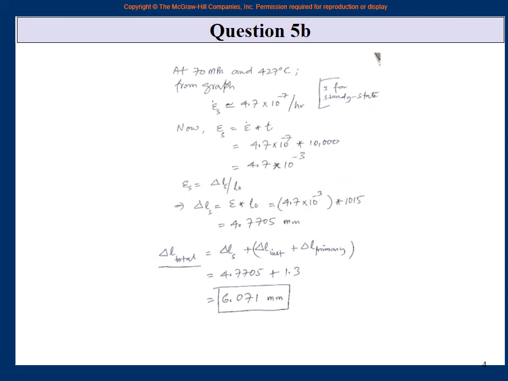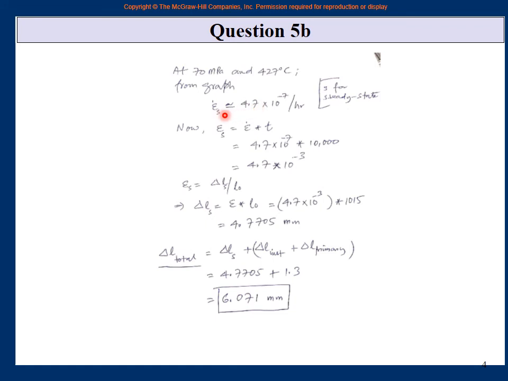So from the graph at 70 megapascal and 427 Celsius, the epsilon dot, I am using S for steady state, is roughly say 4.7 into 10 raised to minus 7 per hour. This is my reading. Your reading may be 4.5, it may be 4.8, but it could not be more than 5, it could not be all the way down to 4 and so on. And remember that the power that you have, whether it is 10 raised to minus 6 or minus 7, is very critical. So this is the value.